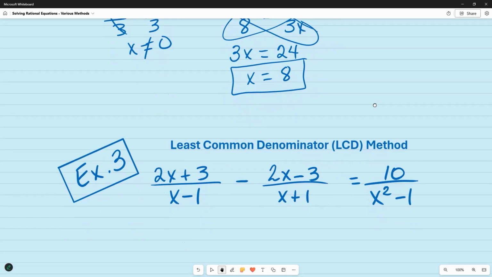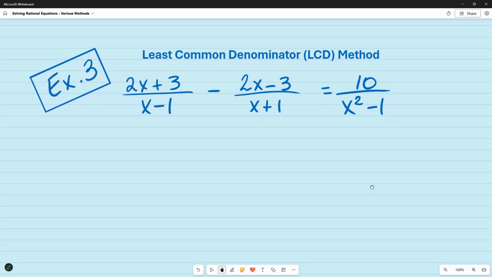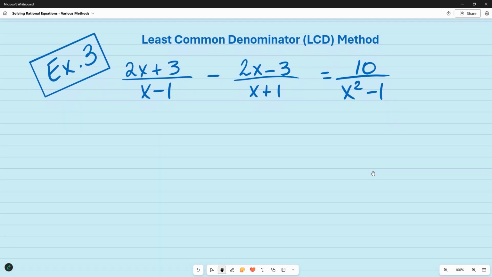So for example 3, the least common denominator method. Before I do anything else, I want to factor the denominators. So I see that this one is already in factored form. This is already in factored form. The last fraction is a difference of 2 squares, which is the quantity of x minus 1 times the quantity of x plus 1. If I'm paying attention, 9 times out of 10, the answer for the factored form is already there.